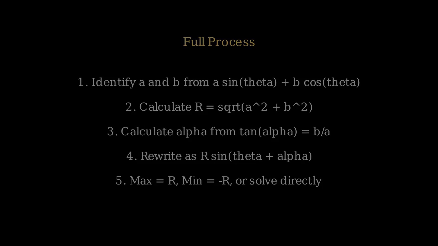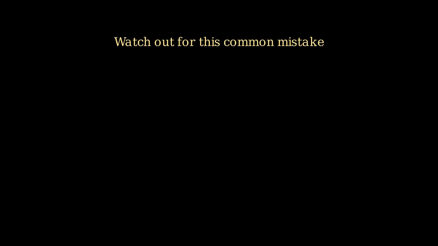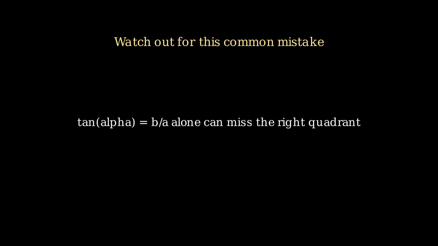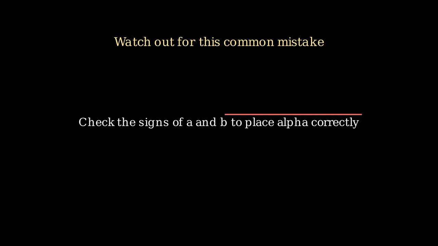Watch out for this common mistake. Getting alpha from tan alpha equals b over a without checking the signs of a and b can put you in the wrong quadrant. Always sanity check alpha against the original signs before moving on.